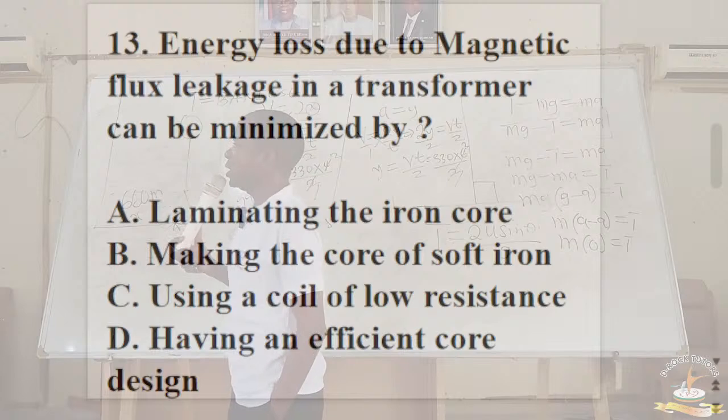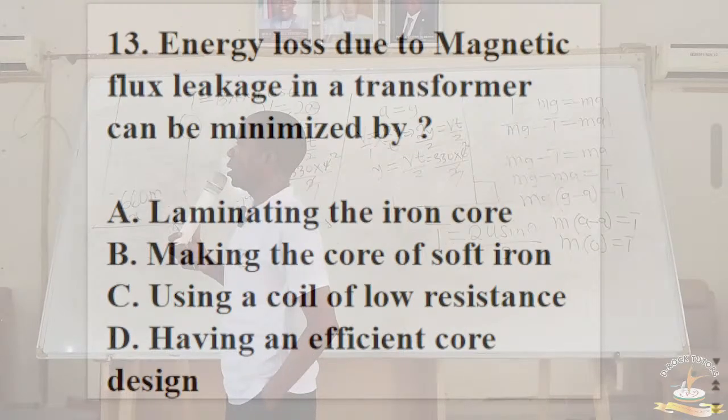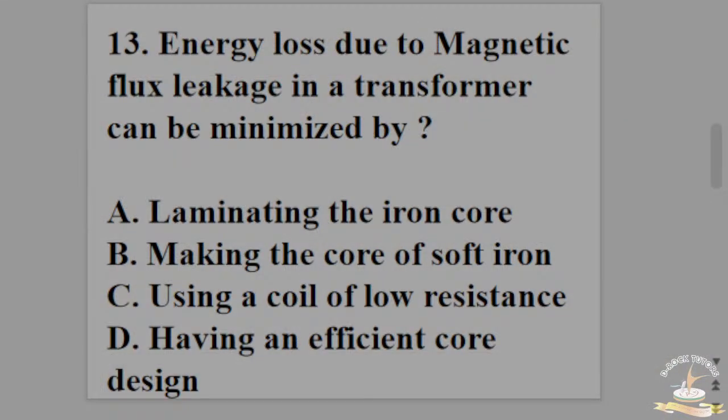Okay, energy loss due to magnetic flux leakage in a transformer can be minimized by that. We know what a transformer is. A transformer is a device for stepping up and stepping down voltages. That's why we have two types of transformers. We have step up transformers, and then we have step down transformers.